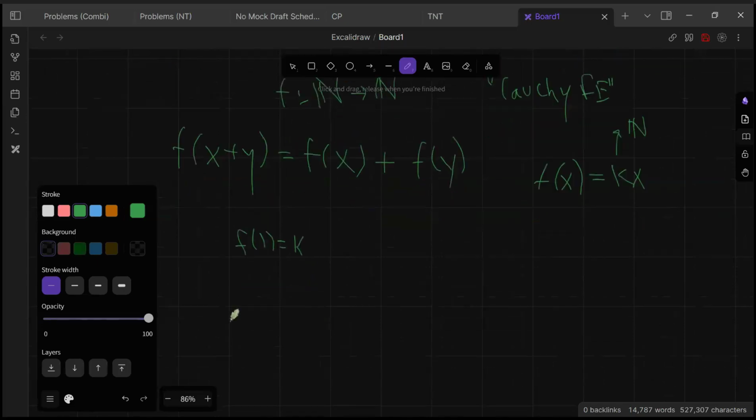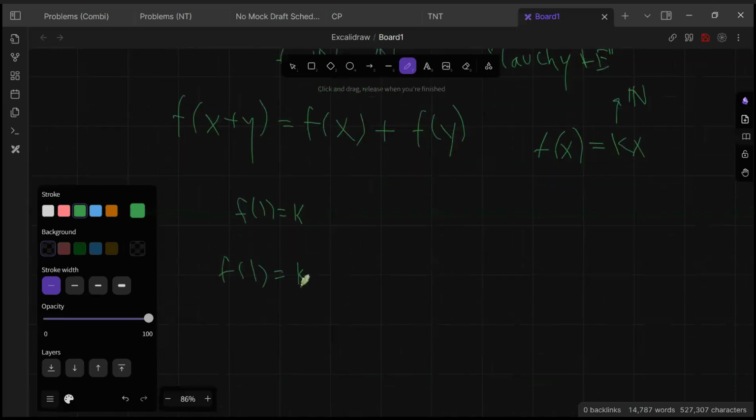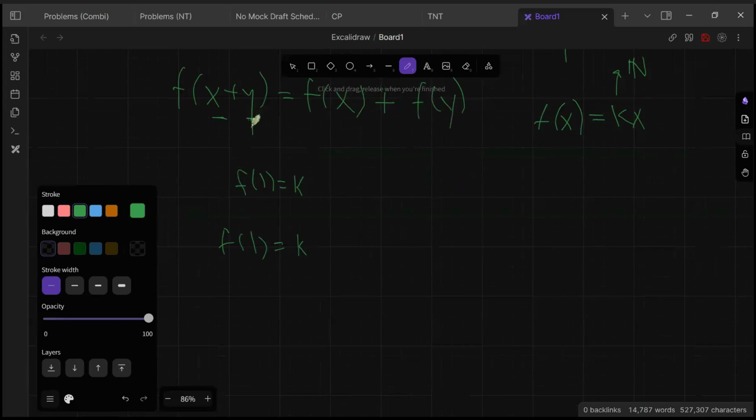So we have f of 1 is k. If we put in 1 for x and 1 for y, what we'll get is f of 2 is f of 1 plus f of 1. And this is k plus k, which is 2k. Great. And now if we want f of 3, we have f of 2 plus f of 1.